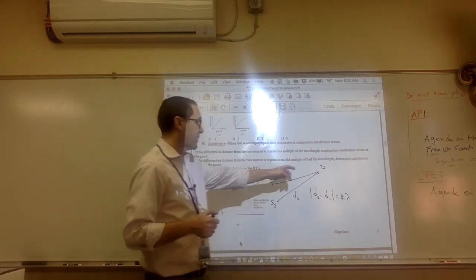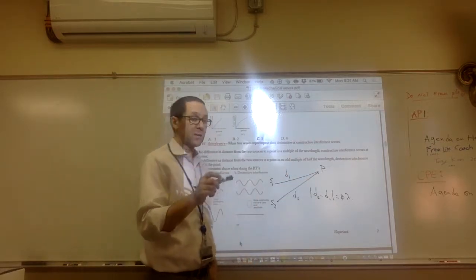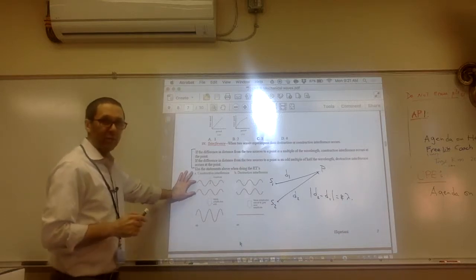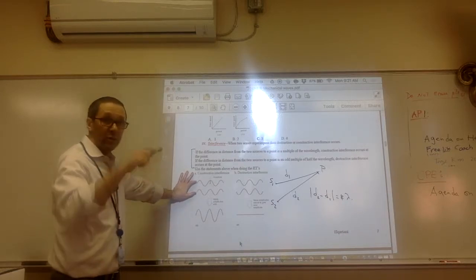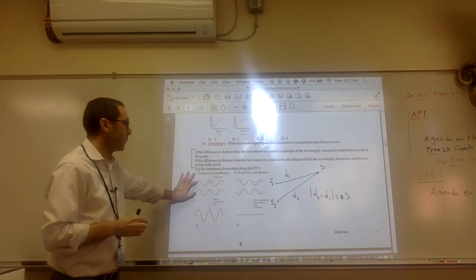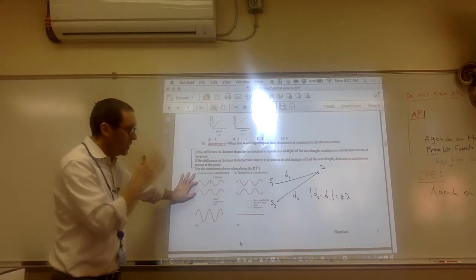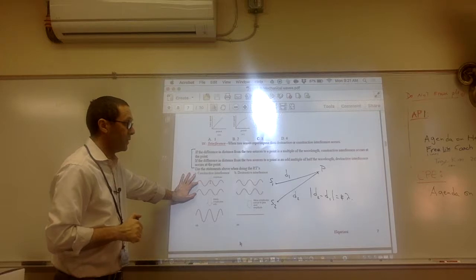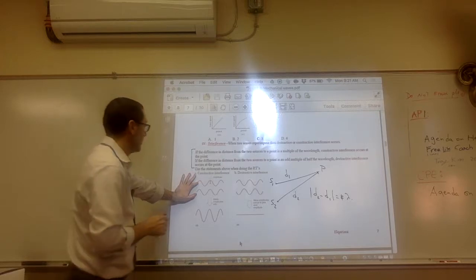Because when they arrive there, they're going to arrive in phase, just like this. In other words, the crest will meet the crest or the trough will meet the trough. When they get there at the same time, they're going to have a difference of a multiple of a wavelength.